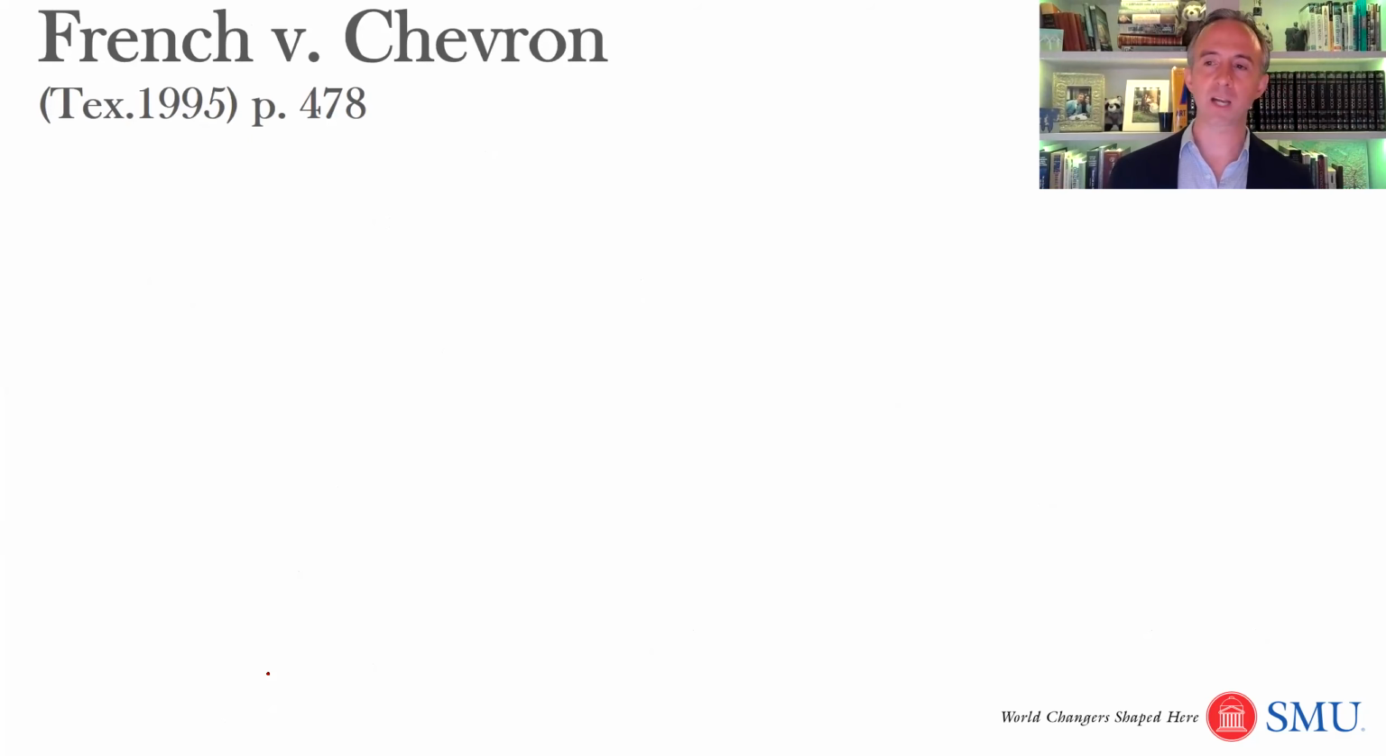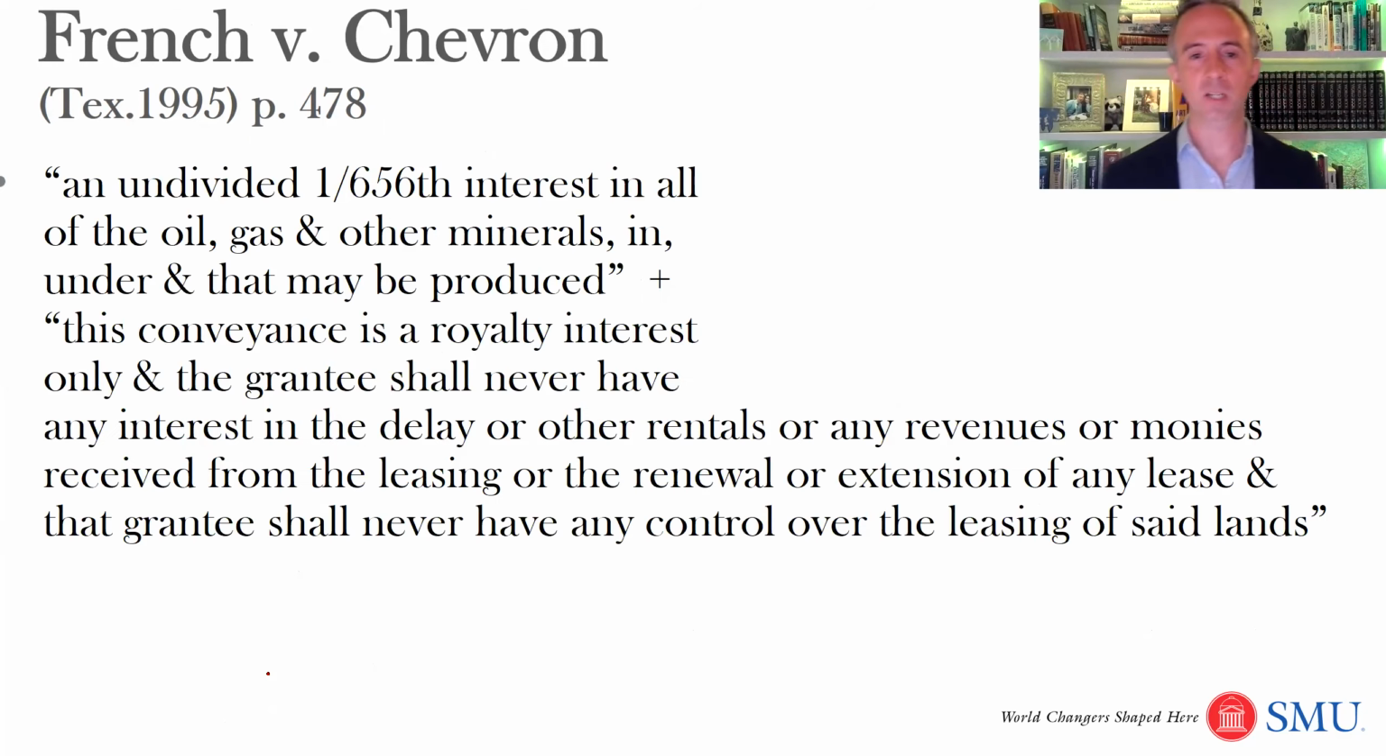So let's talk about this French versus Chevron case, which is on page 478 in your book. In that case, the instrument said it was giving an undivided 1/656 interest in all of the oil, gas, and other minerals in, under, and that may be produced. Okay, so as you look at that language, what does that say to you? Mineral interest or royalty? That looks like a mineral interest, right? It says in and under, and that may be produced. That's classic mineral interest language.